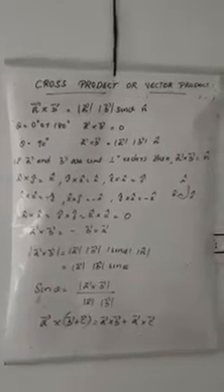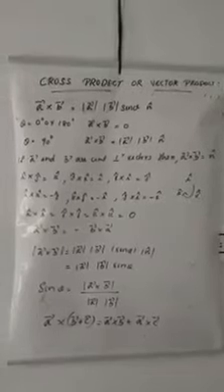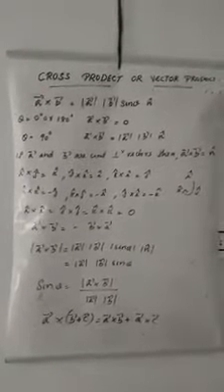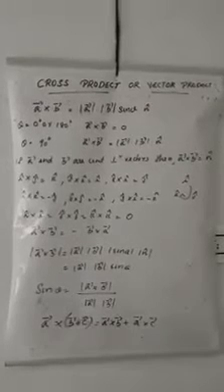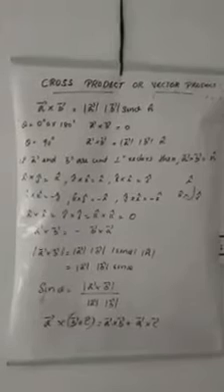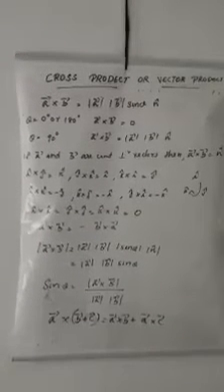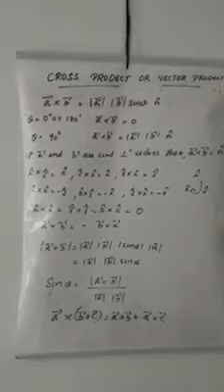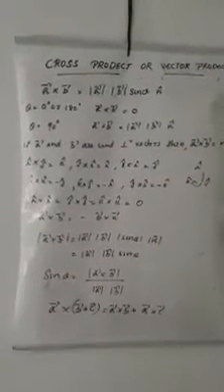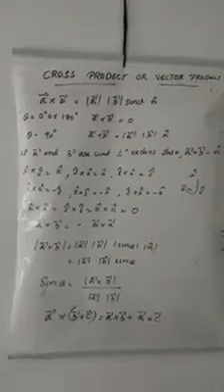Next topic is cross product or vector product. What is the topic? Cross product or vector product. For any non-zero vectors A and B, the cross product or vector product is defined as A cross B equal to modulus of A into modulus of B into sine theta into n cap.